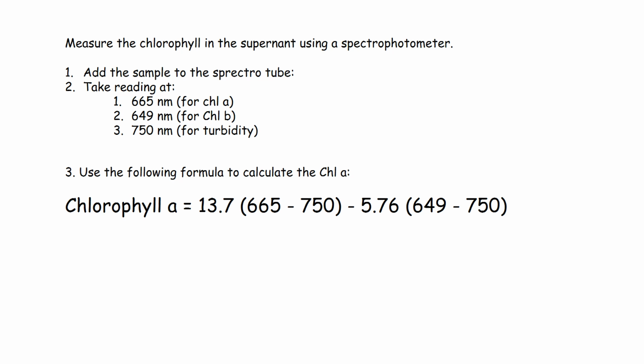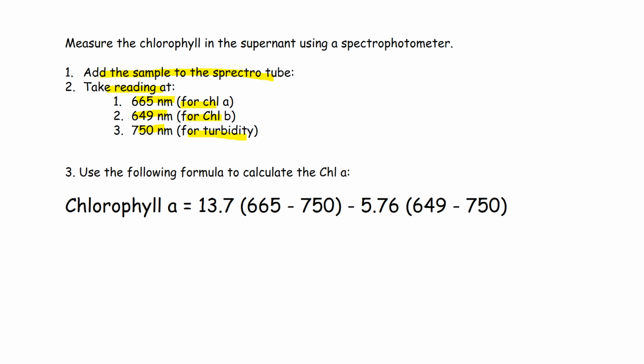We take the sample from the supernatant and add it to a spectrophotometer tube, and we take 3 readings of the sample, one at 665 nanometers for chlorophyll A, one at 649 nanometers for chlorophyll B, and one at 750 nanometers for turbidity. Each time we zero the system with a blank to ensure there's no background.